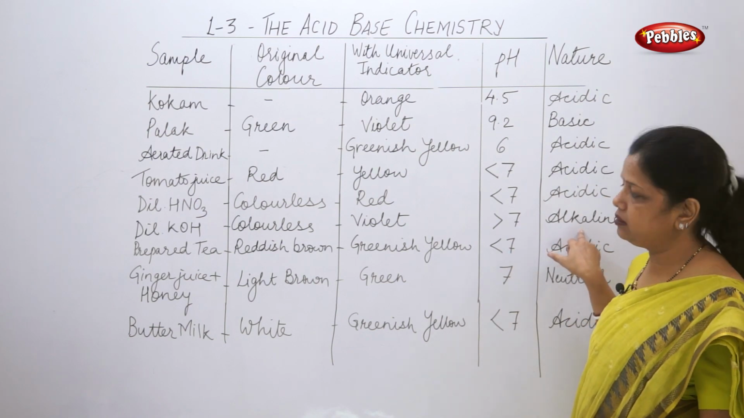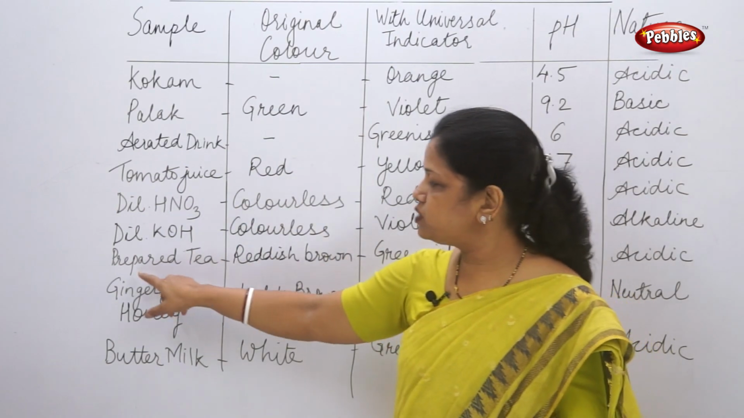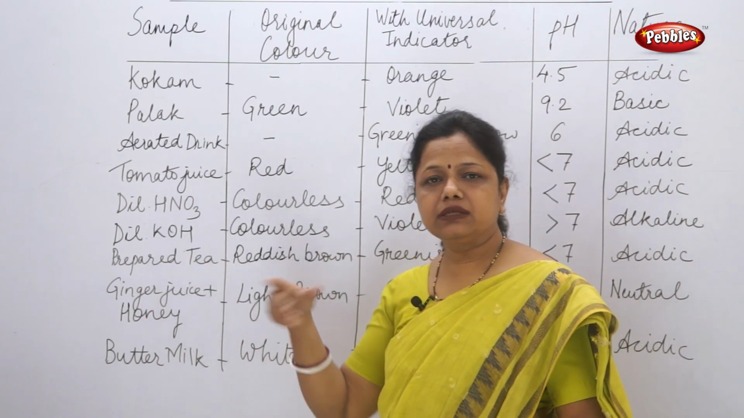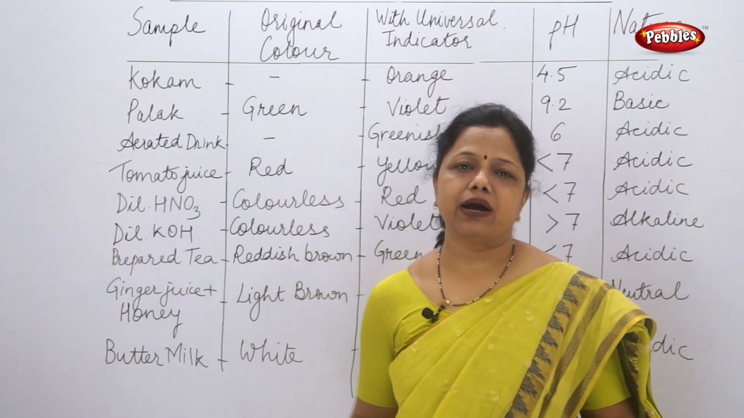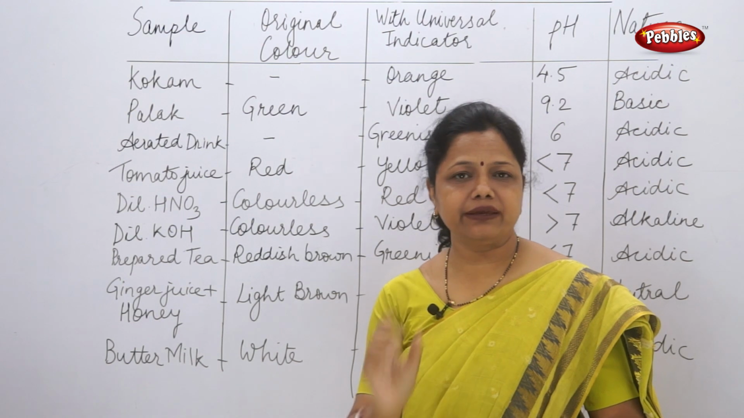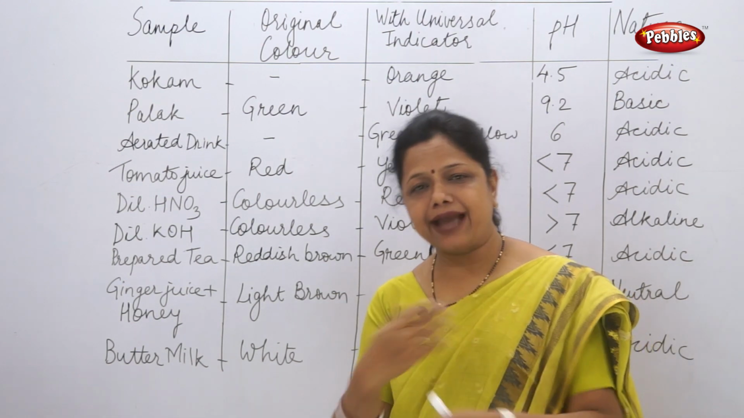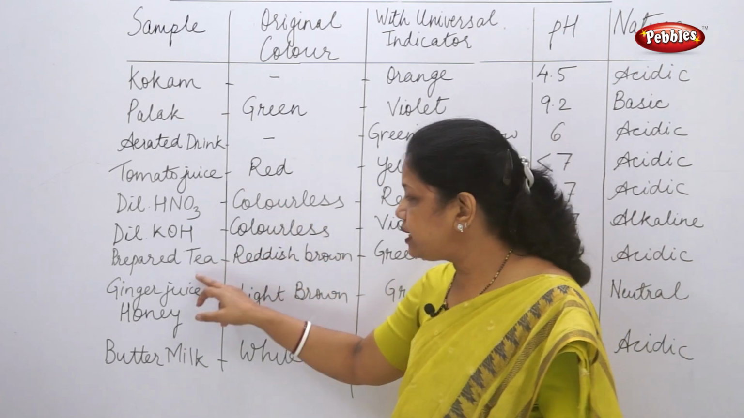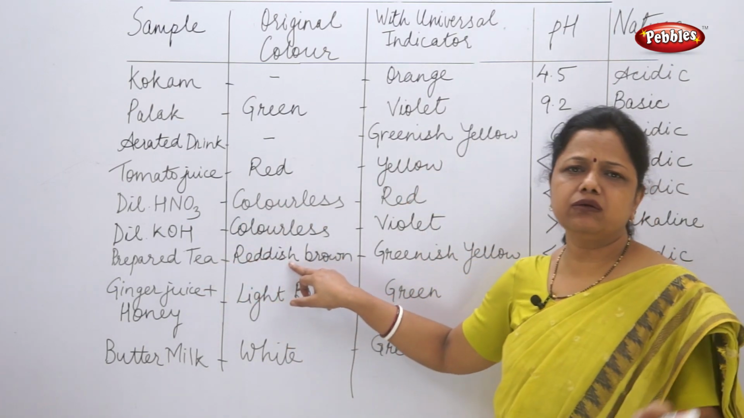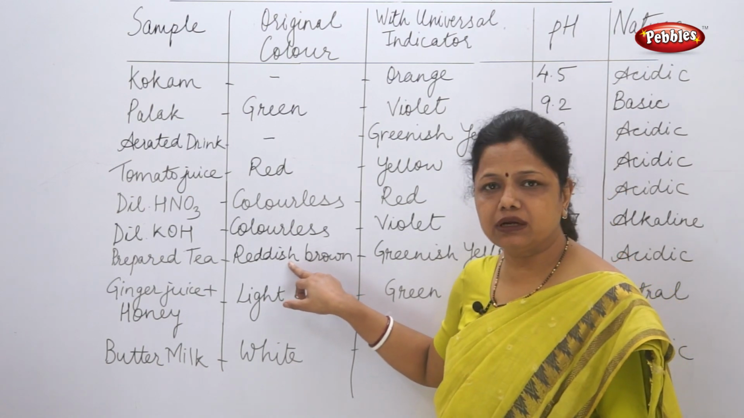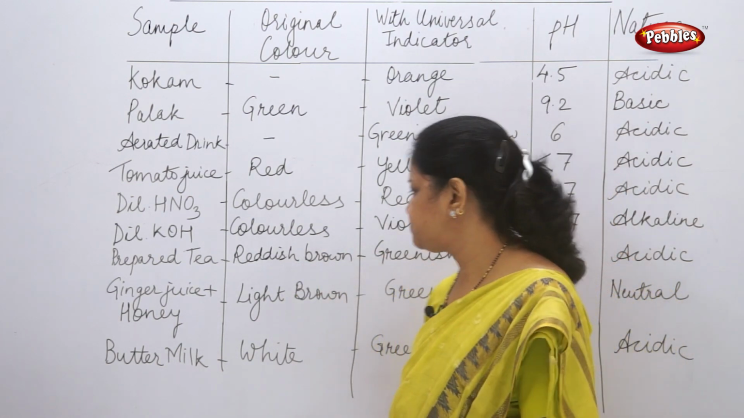Next sample is prepared tea. Now what is prepared tea? The tea which we take from the market is the tea leaves, dried tea leaves. We are not taking that dry one, we are making actually the tea. When we make tea, the tea color is reddish brown. As you all know, what is the color of tea? When we drink tea, we can see it is brownish in color, reddish brownish in color.